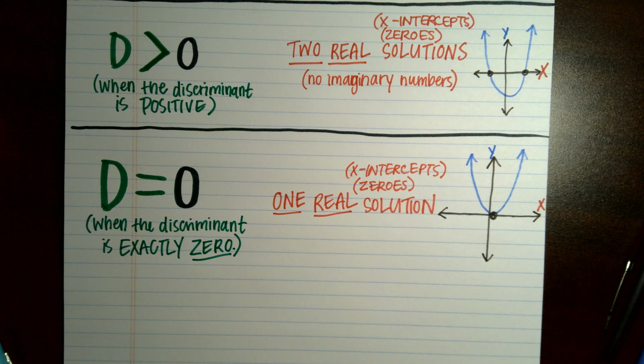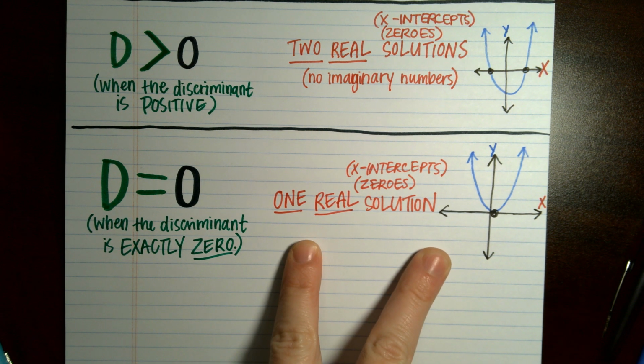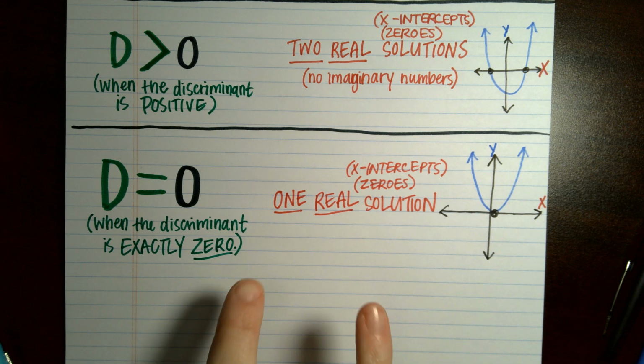Now, I don't want to falsely say that this one has no imaginary numbers. I want to ask Jeremiah, do you know if this means that there's for sure no imaginary numbers? That's a great question. I'm not completely sure. I'm not completely sure either. I would need to look into this.